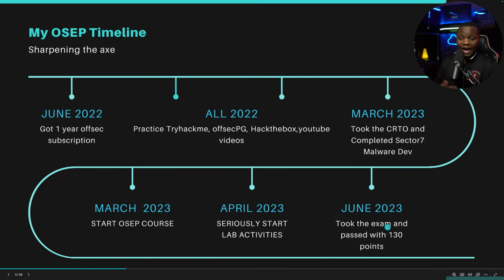I passed with 130 points. I think you need 100 points to pass. I ended up with 130. And I'll show you a timeline of my exam day just to give you an idea of how much I struggled and also how fast it was after I figured out how to get the flags.